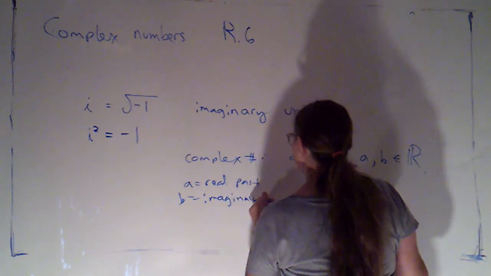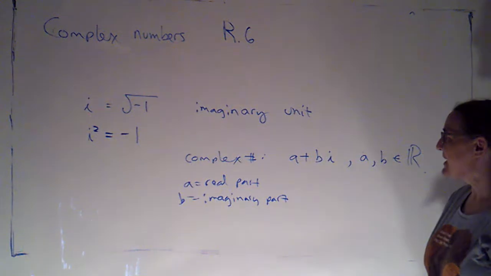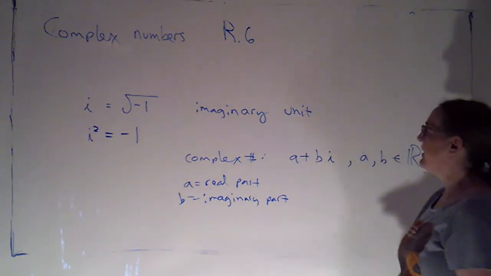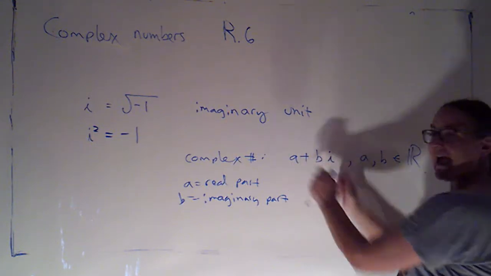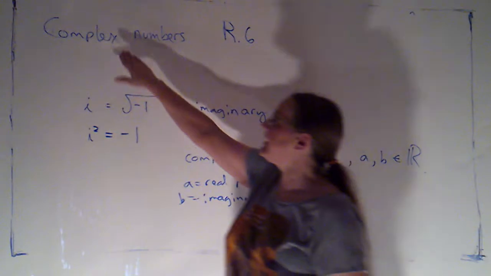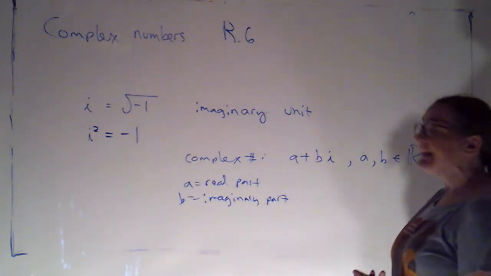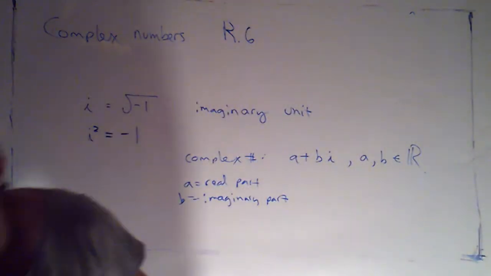Imaginary part. Okay, and so I'm allowed to combine it with real numbers. Either I can multiply it by a real number or I can add a real number to it. When I do that, I get this bigger set of numbers called the complex numbers. And in the complex numbers, we are allowed to take square roots of negatives.